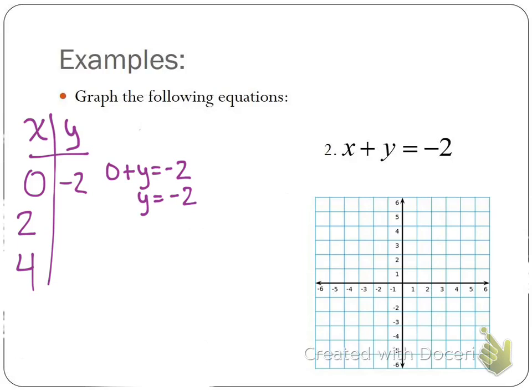For the next one, I'm going to plug in 2 for x. 2 plus y equals -2. Now this one's not as easy to solve. How am I going to solve this one? Subtract 2 from both sides. So y equals -4.